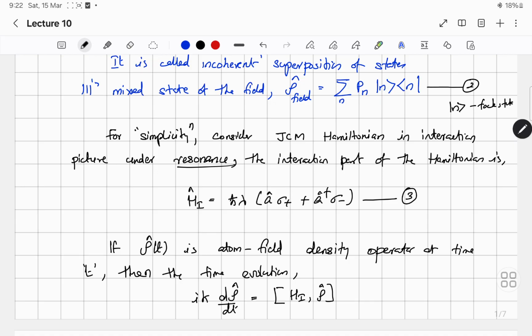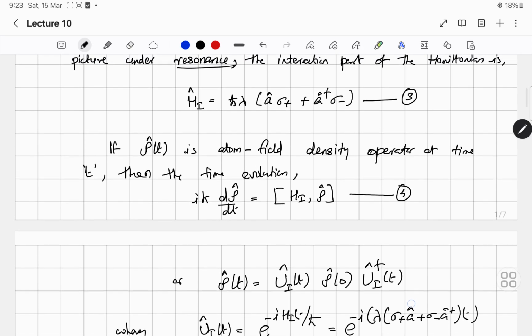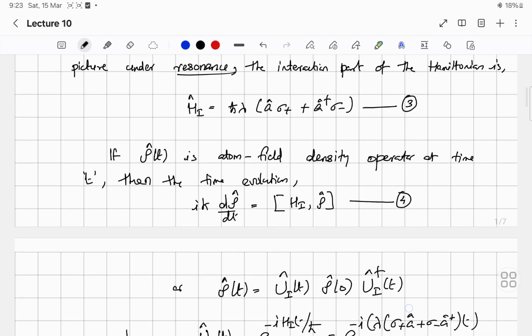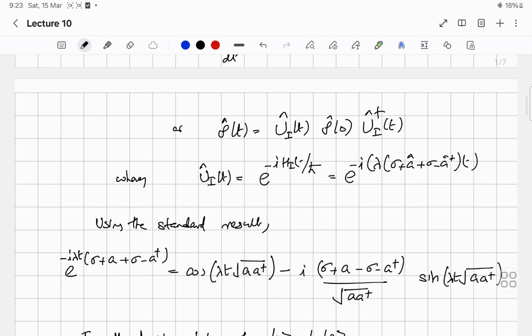We have already seen in the last lecture the equation of motion for a density operator. Suppose rho is the atom-field density operator at time t. Then the time evolution is given by i h cross d rho by dt equal to the commutator of HI and rho, where HI is given from equation number 3. In the interaction picture, the time evolution of any operator, so rho of t, is simply Ui of t, rho of 0, Ui dagger of t. Here Ui of t is the time evolution operator in the interaction picture, and this can be equation number 5.